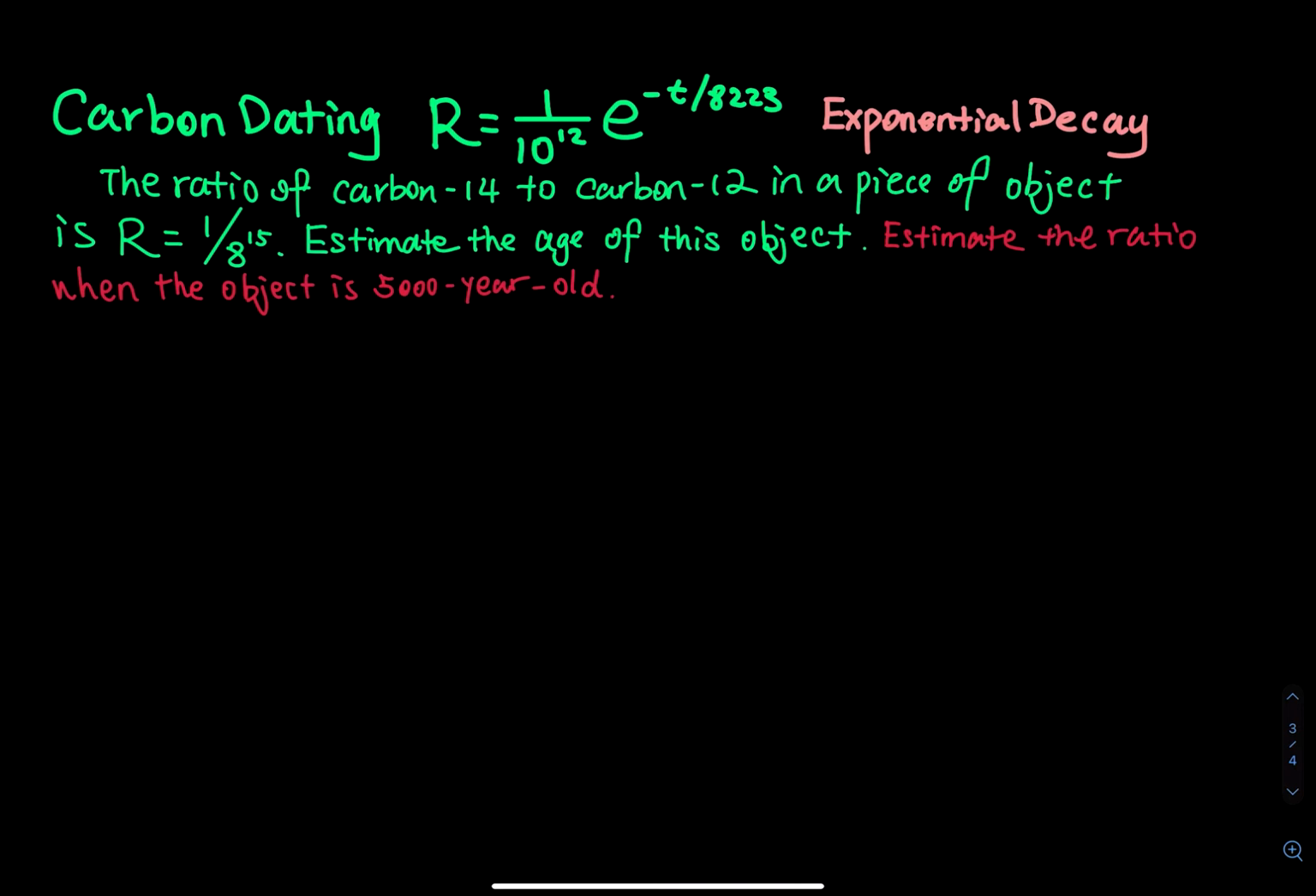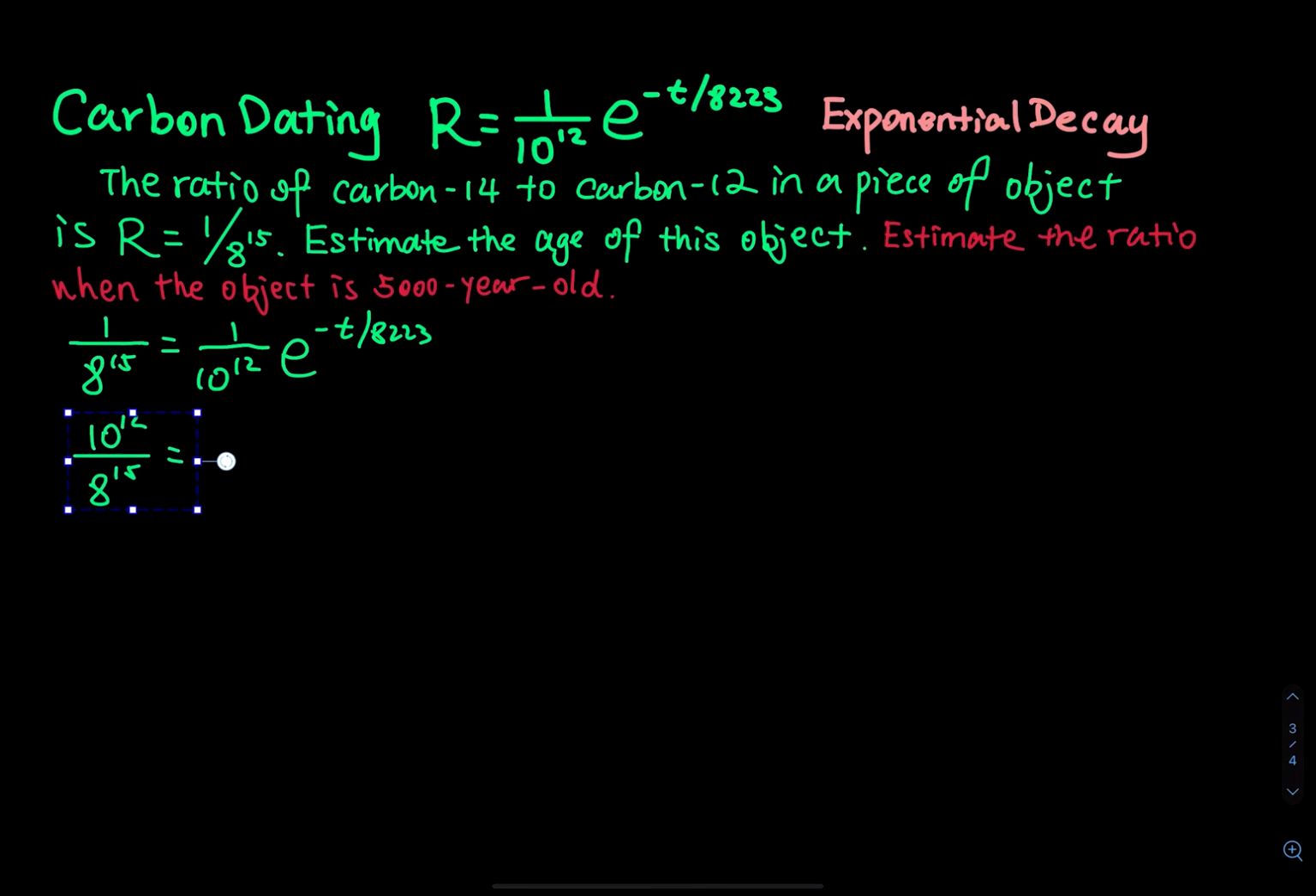So how do you estimate the age? I gave you a capital R, so you have to write the capital R first: 1 divided by 8 to the 15. This is equal to the carbon dating model, 1 over 10 to the 12 times e to the negative t divided by 8223. I have to solve for t because I'm looking for time, the age. You multiply 10 to the 12 on both sides, and then you have 10 to the 12 divided by 8 to the 15 equals e to the negative t divided by 8223.